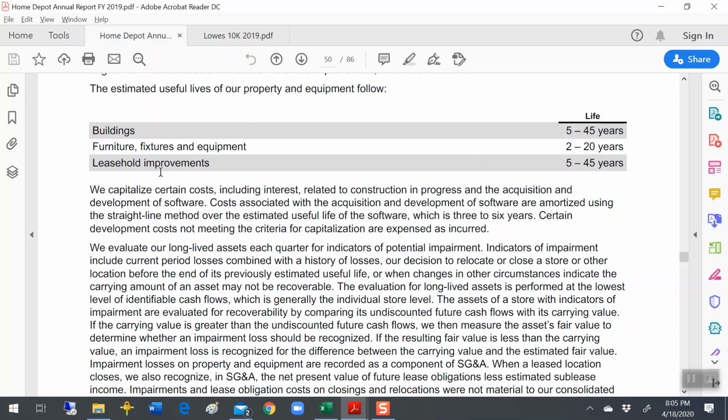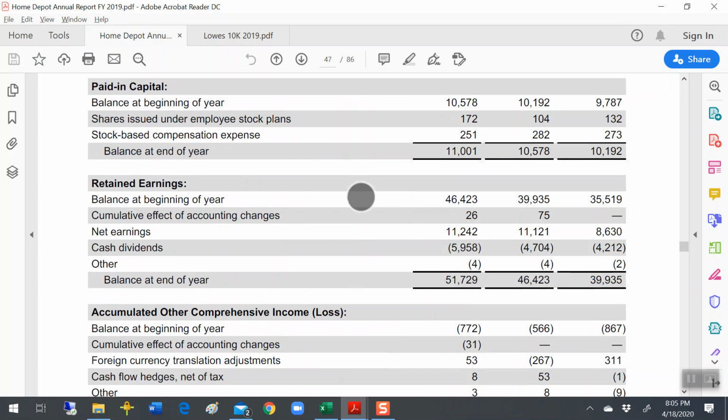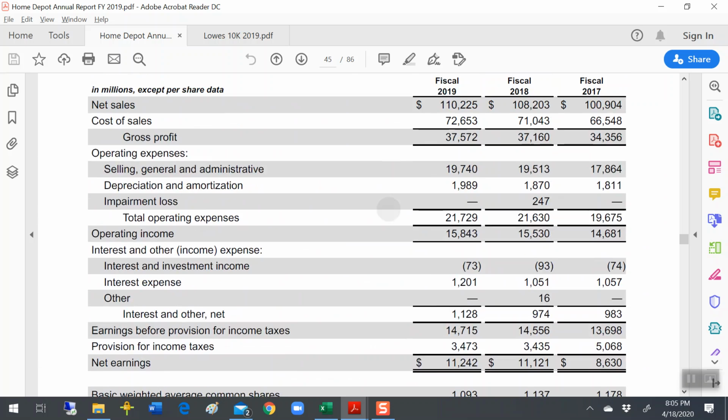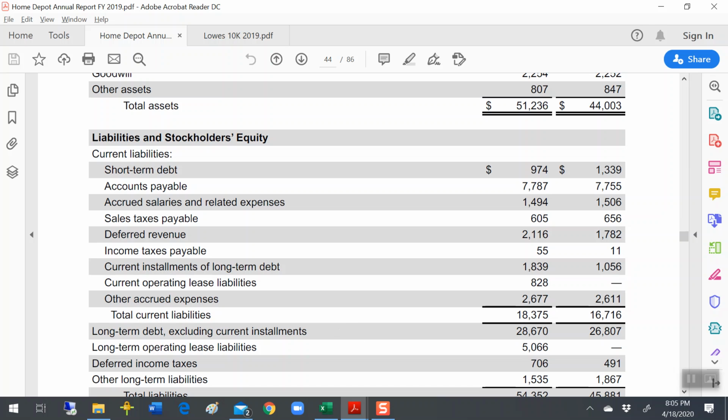For Home Depot or Lowe's, we could actually go in here and look at some of the categories that they actually report. We go to the balance sheet. So accounts payable, accrued salaries and related expenses, $1.5 billion. Sales tax payable, $605 million.